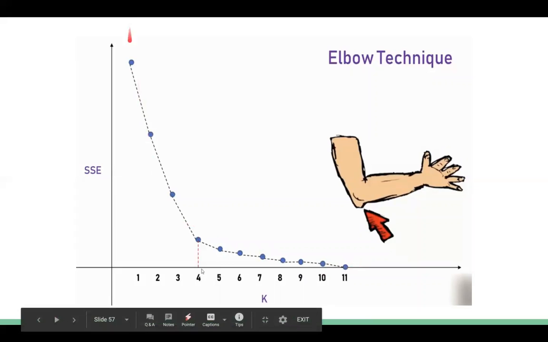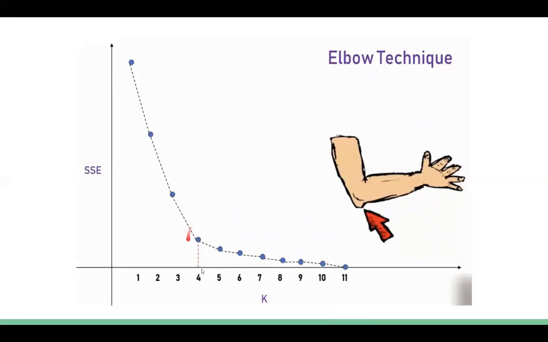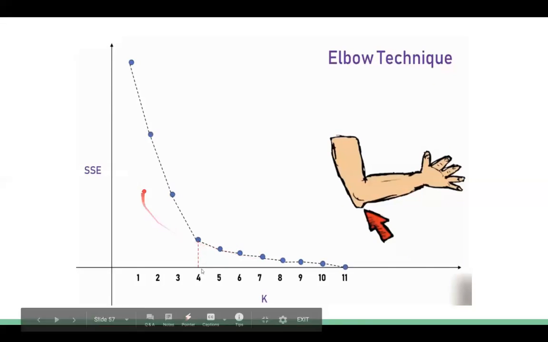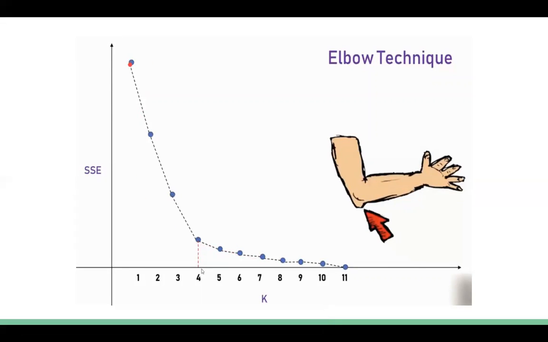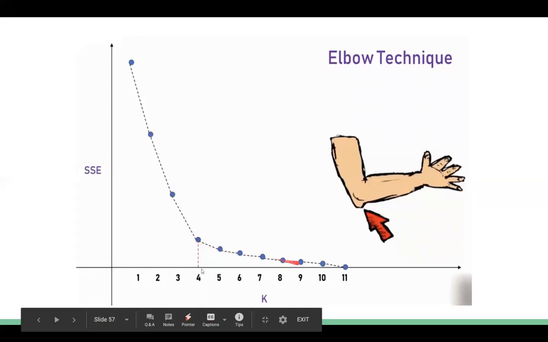Okay, it just looks like a human hand, and the elbow is the point where your error is no more going down drastically, but it's a linear drop. You can see that the change of error from here to here and here to here is very drastic. It's almost more than exponential. Okay, it's exponential actually, right? But after this particular point, you can see that the error is actually going down in a linear fashion.